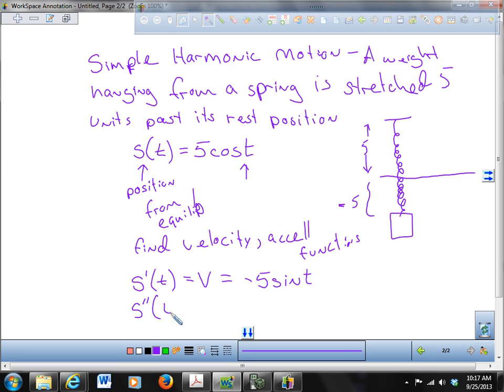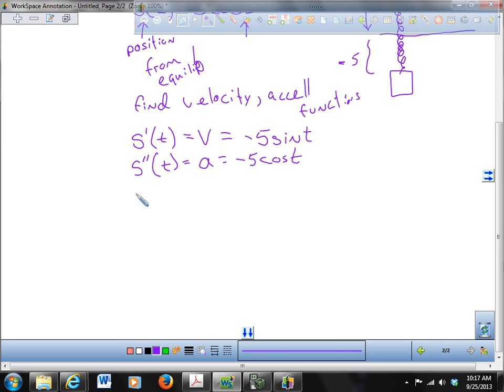So s double prime of t is equal to the acceleration, so you have to take the derivative of the velocity. What's that? Negative 5 times cosine t. And if I wanted to, I could find s triple prime of t, which is called the jerk. Mr. Lowe told you this? Jerk. That's equal to the derivative of this, which is back to 5 sine of t.